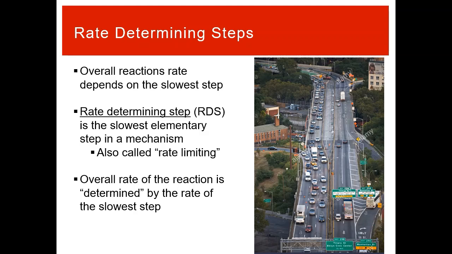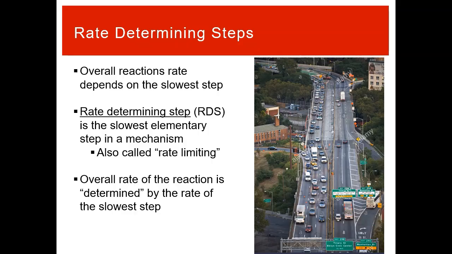And so one of them is going to be the slowest. One of them will be the slow step. And we call that the rate determining step. You also hear it referred to as rate limiting. So that word determining, what you are saying is that the overall rate of the entire overall chemical reaction is determined by the rate of that slow elementary step that's in the mechanism.